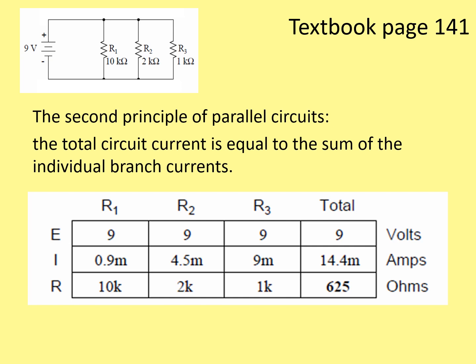Second principle about parallel circuits: the total circuit current is equal to the sum of the individual branch currents.